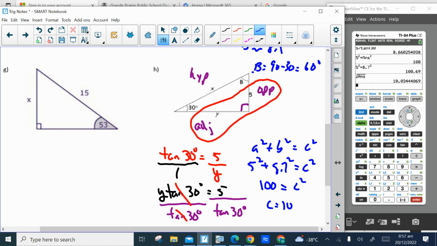So essentially what we did here is we solved this right triangle. We found all missing sides and all missing angles. That's what it means to solve a triangle. Find all missing sides, all missing angles.